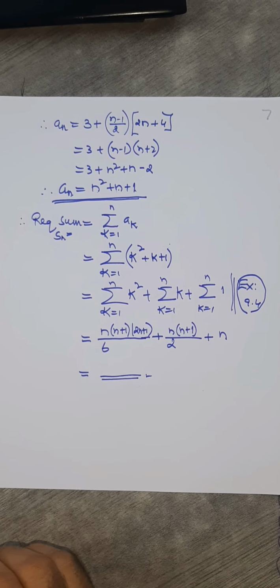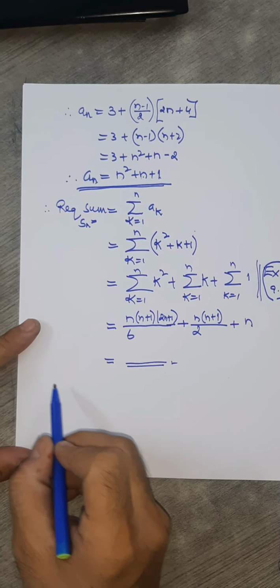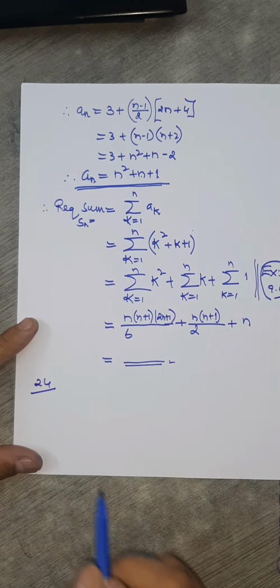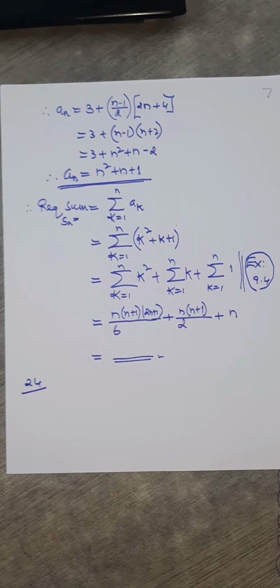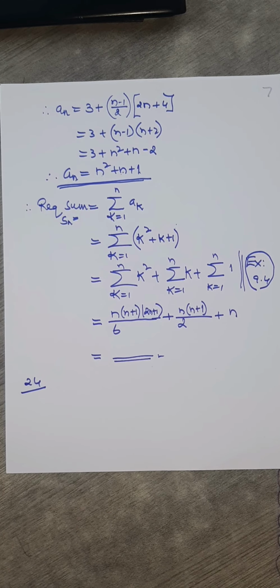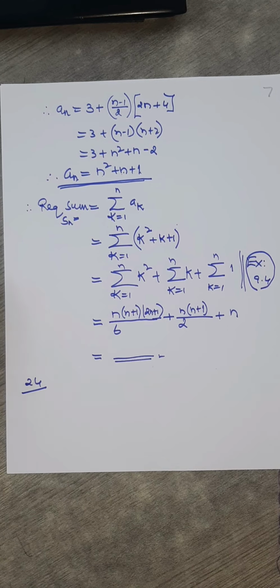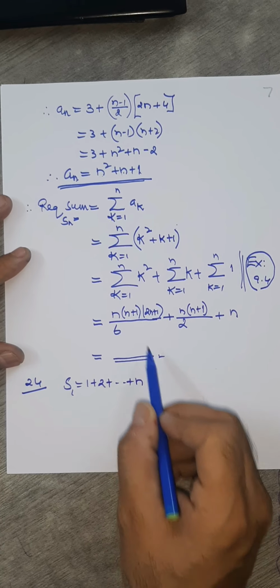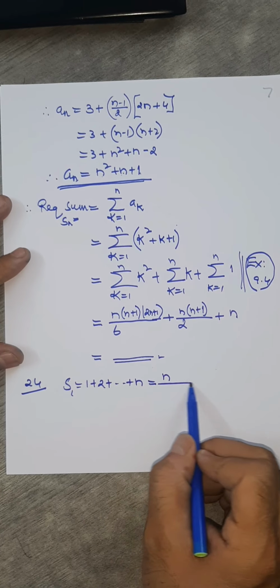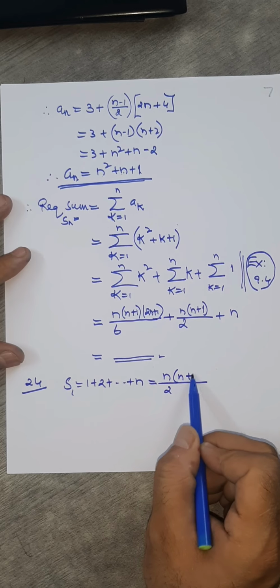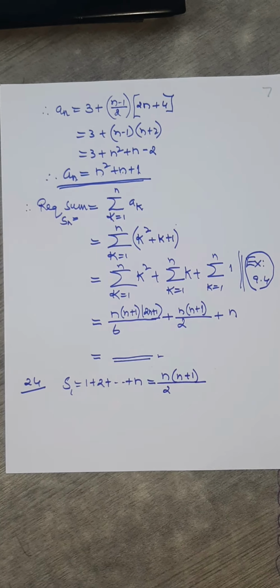Question number 24 here. What is given? S1 is the sum of the first n natural numbers. So it is 1 plus 2 plus 3 up to n. You know this. We have used it just now. It is nothing but n by 2 into n plus 1.